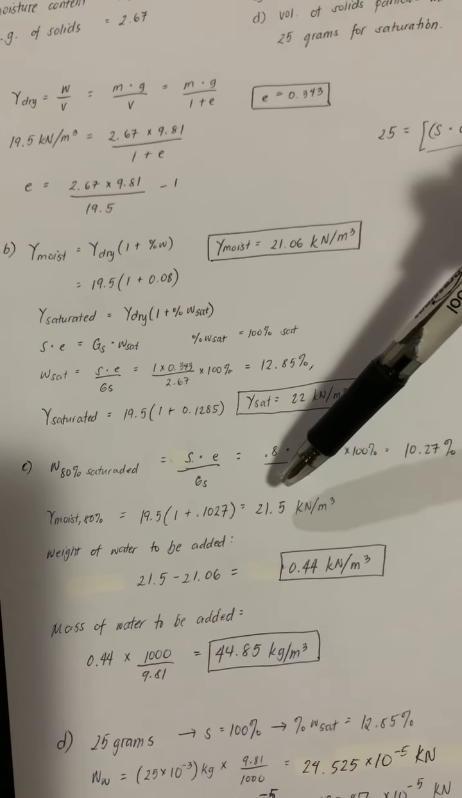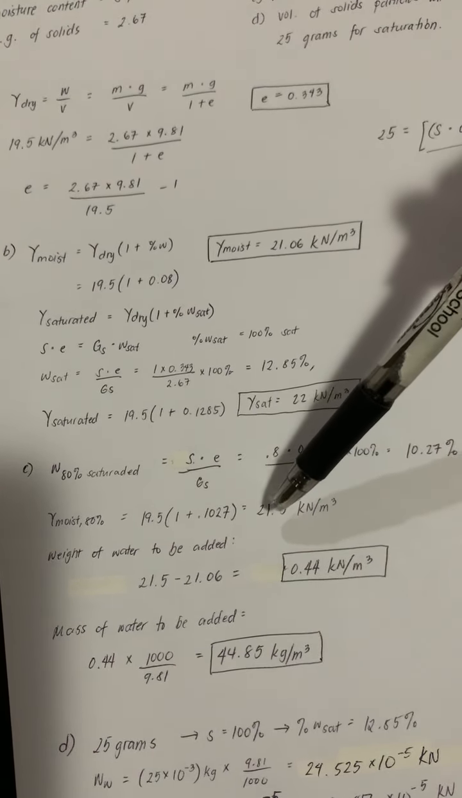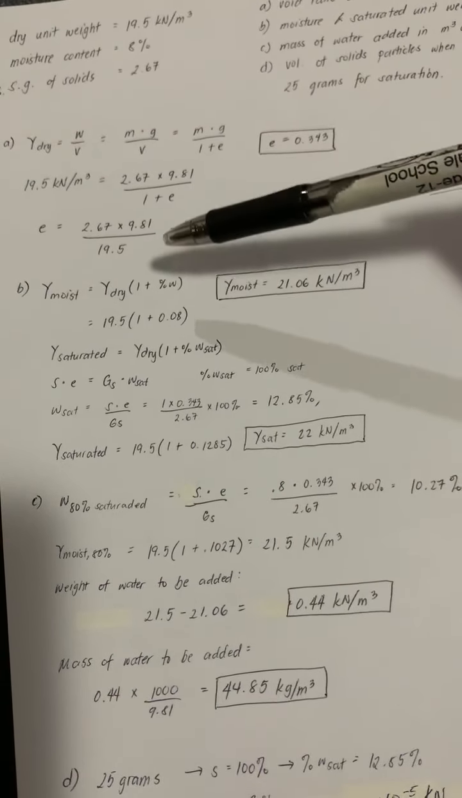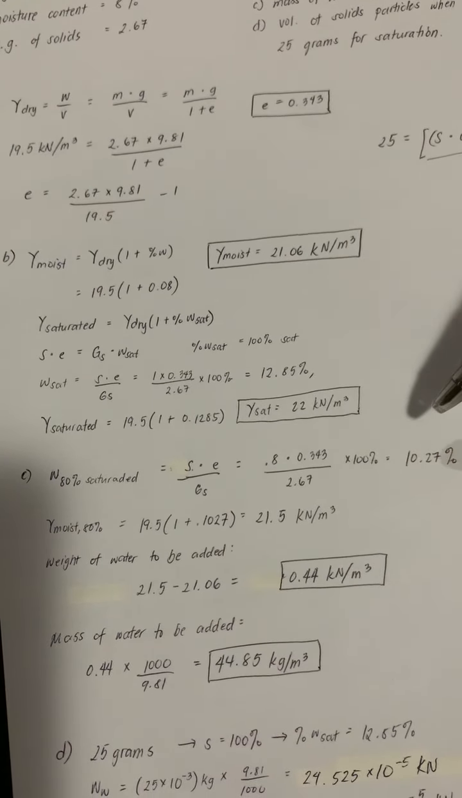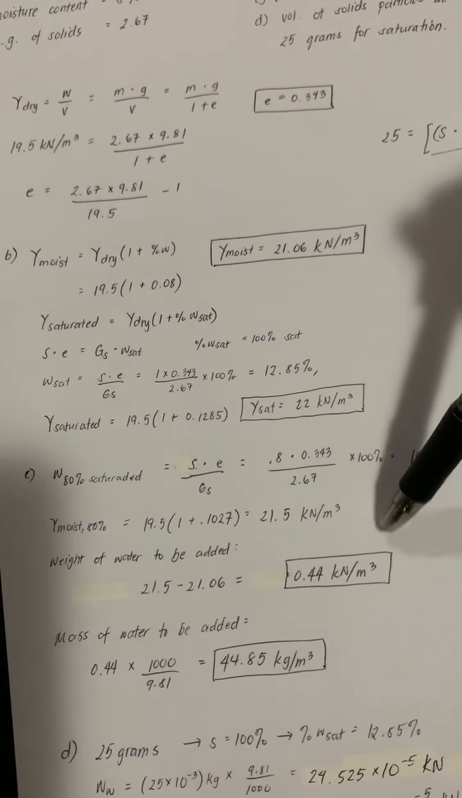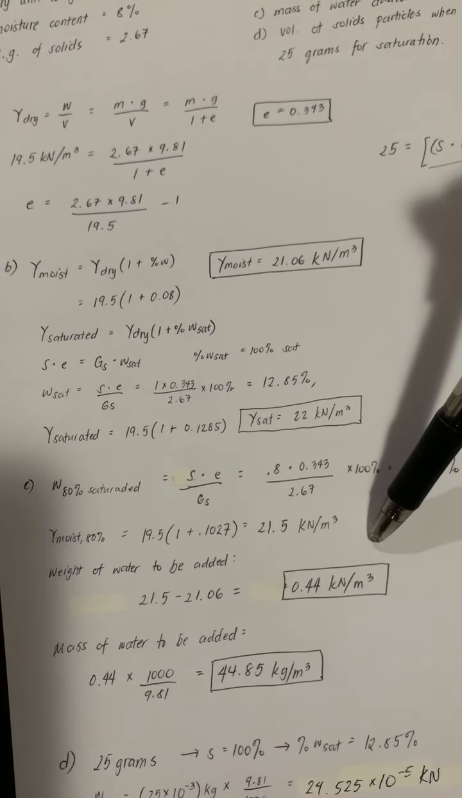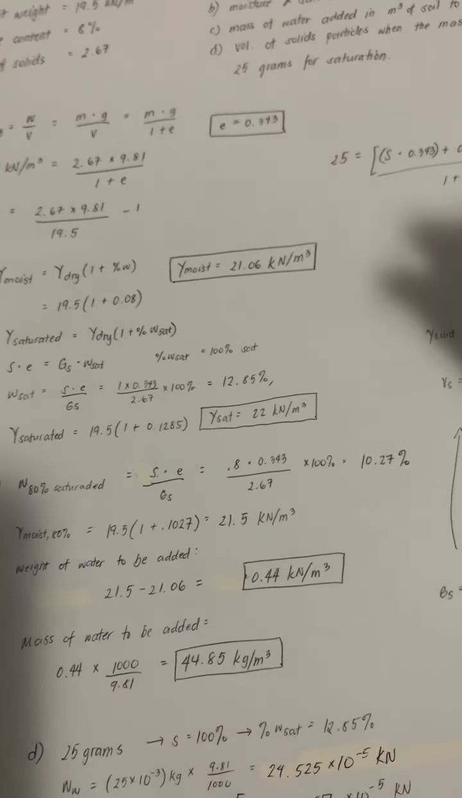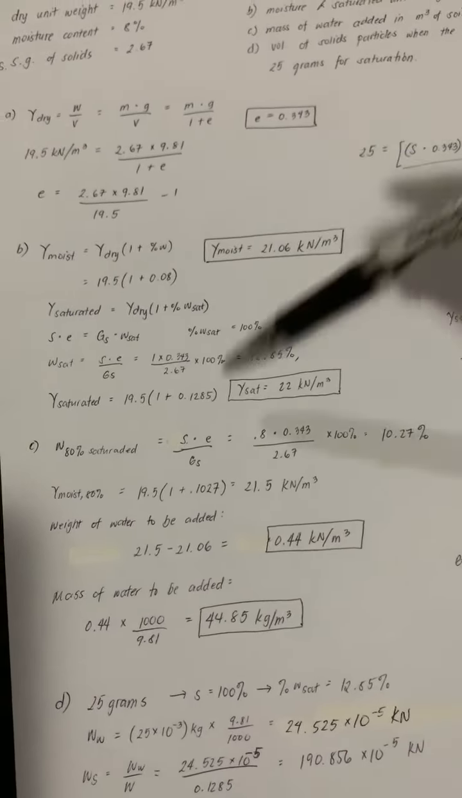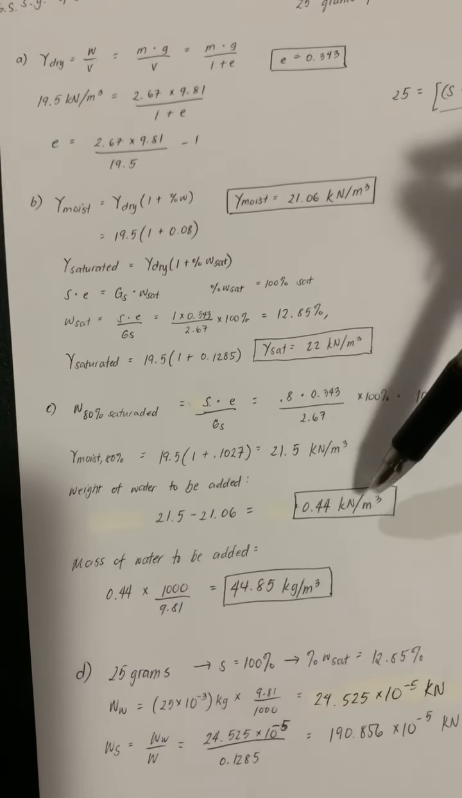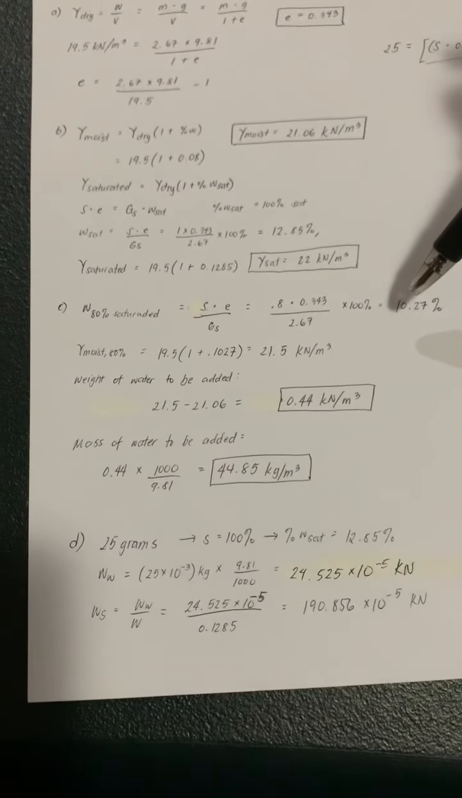And the weight of water added, I subtracted 21.06 to get the weight of water that must be added, which is 0.44. If you're wondering where I got this from here. And the mass of water to be added was 0.44 times 1000 over 9.81, which is 44.85 kilograms per meter cube.